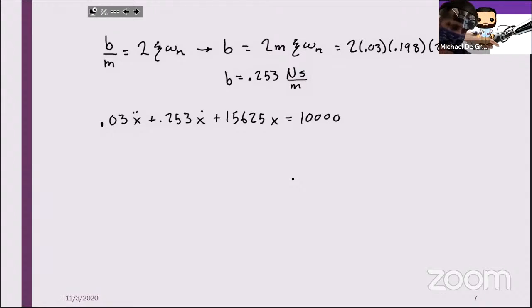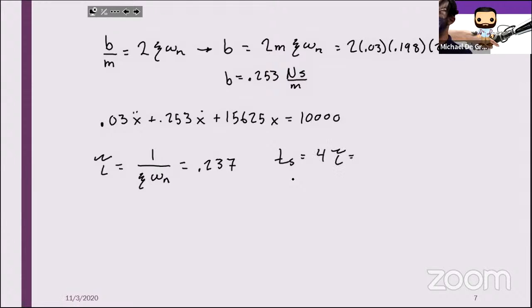The last part about this, right? We should talk about the settling time, right? Because that's a pretty key characteristic for our model. So settling time, well, that's 4 time constants, right? But we know that time constant is 1 over zeta omega n, which gives me 0.237, and settling time is 4 tau, which gives me 0.95 seconds. I'm going to put a box around the model here.